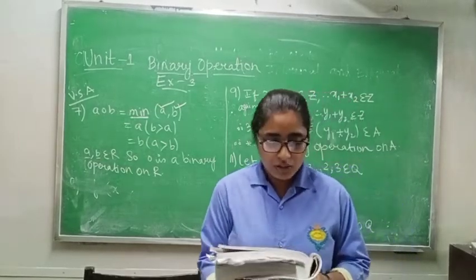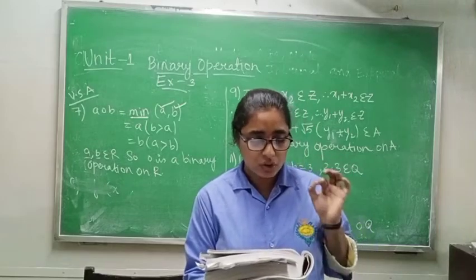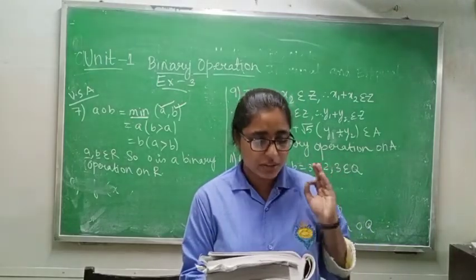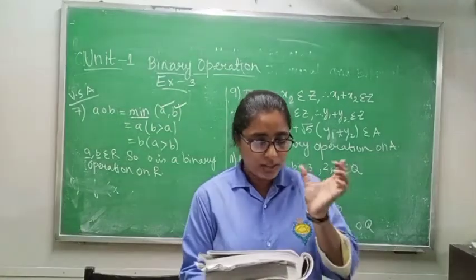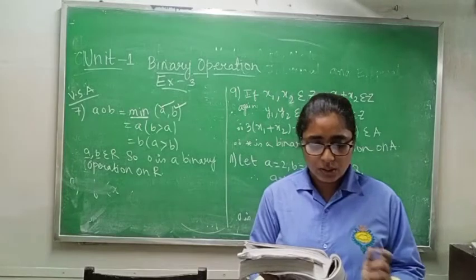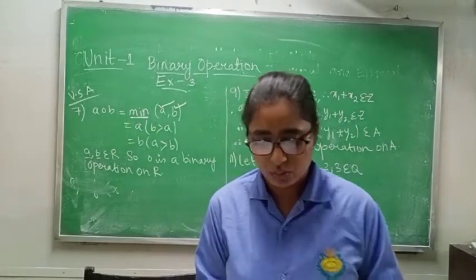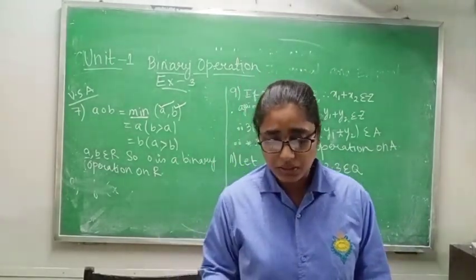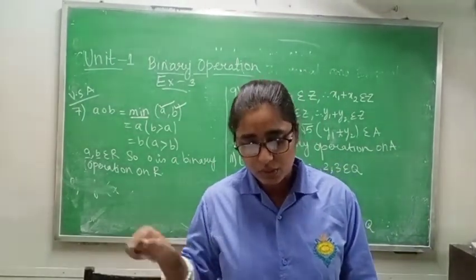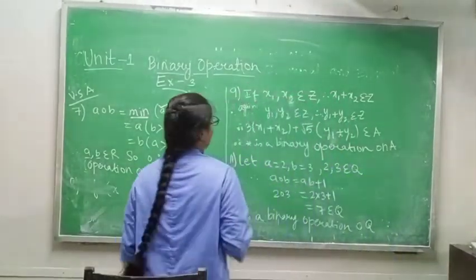We have to show that star is a binary operation on A, where A is given as 3x plus root 5y. One operation is given: 3x1 plus root 5 y1 star 3x2 plus root 5 y2 equals 3(x1 plus x2) plus root 5 (y1 plus y2). Now how will you show this one?